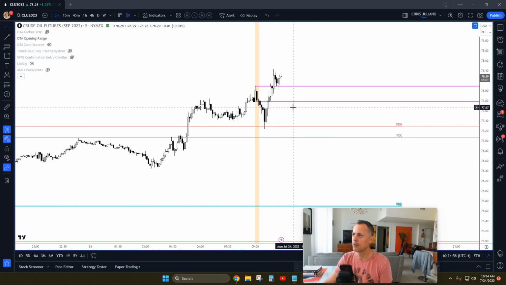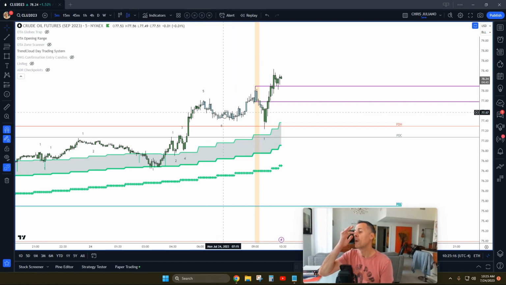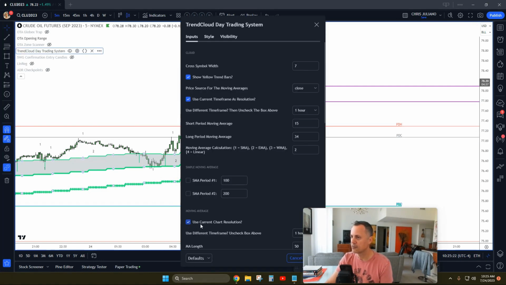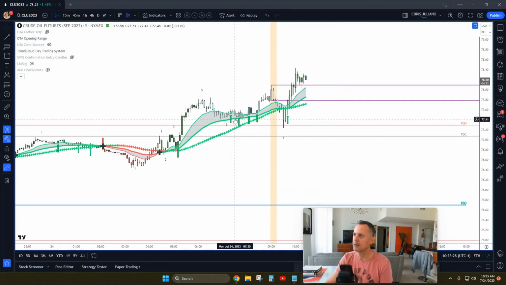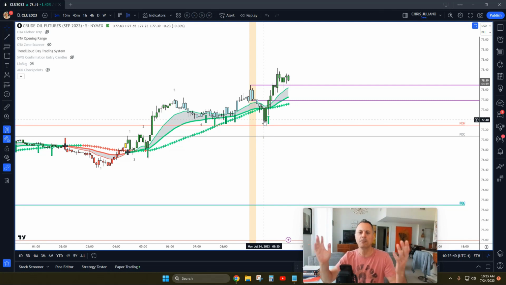Here's your opening range. This 5-minute chart here, put your trend cloud on. Look at this. It's extended, right? And this is the 1 hour trend cloud on the 5-minute chart. So you can see, let's put it back to the regular. So when the trend on any time frame becomes extended, what does it want to do? It wants to break below that 50 and close below the 50 somewhere.